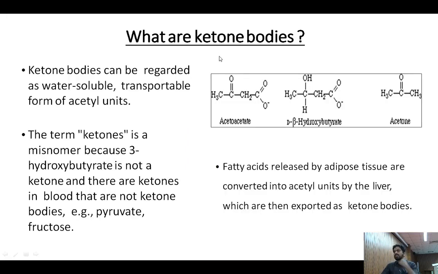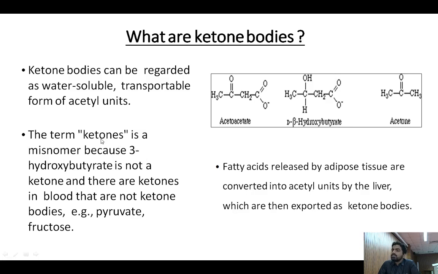So, what are ketone bodies? Ketone bodies are basically a water soluble, transportable form of the acetyl unit. They are formed from acetyl coenzyme A. We will see how it is formed. But the name ketone is a misnomer, because not all ketone bodies are ketones. Basically, beta-hydroxybutyrate is not a ketone.